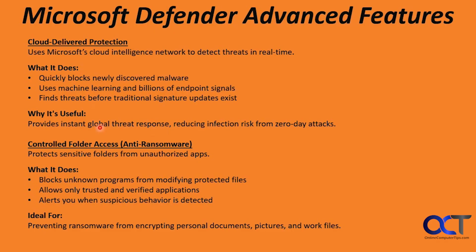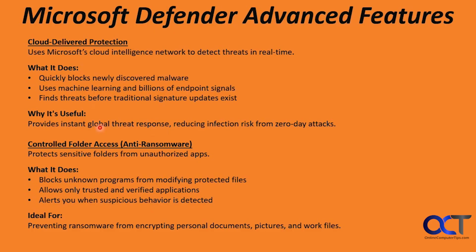All right, then we have controlled folder access for anti-ransomware. So if you don't know, ransomware is something you get on your computer. It'll encrypt your files and kind of hold them hostage. And then in order to get them released, you'll have to send the hacker some money, usually in the form of Bitcoin. And then even when you do that, there's a good chance you won't get the code to unlock your files and you'll just end up losing some money.